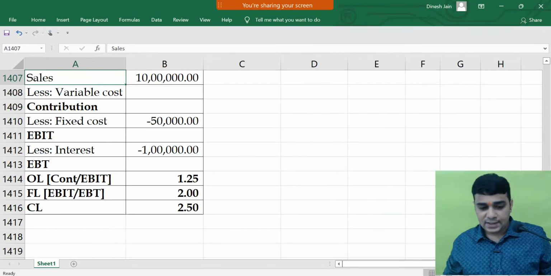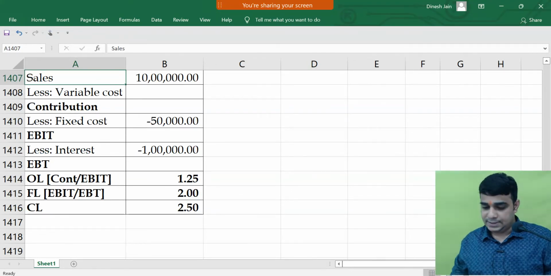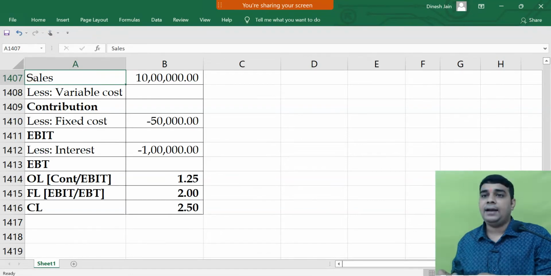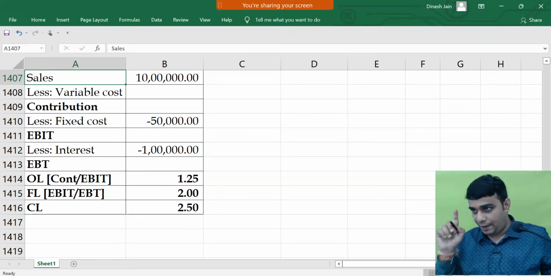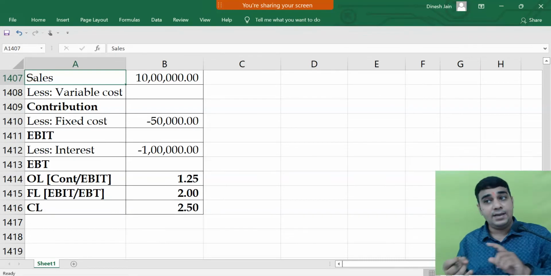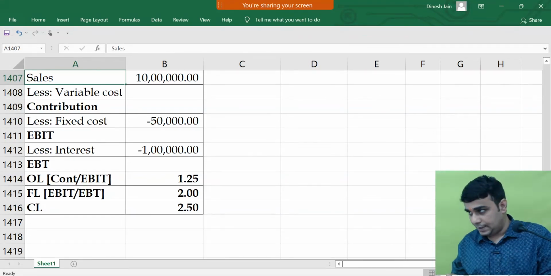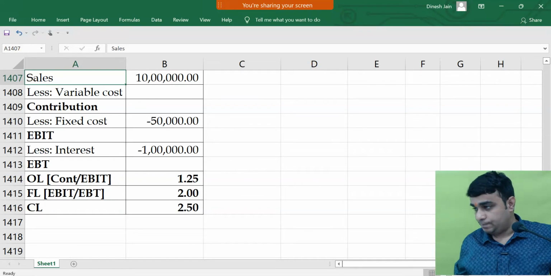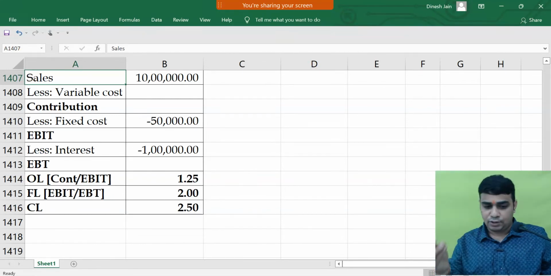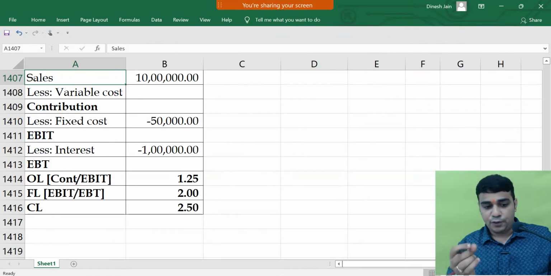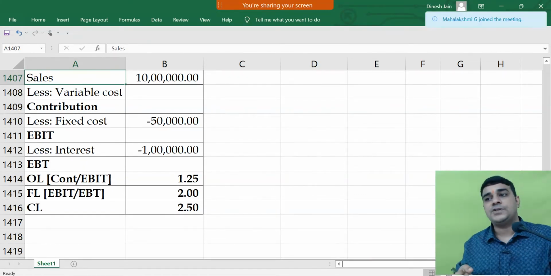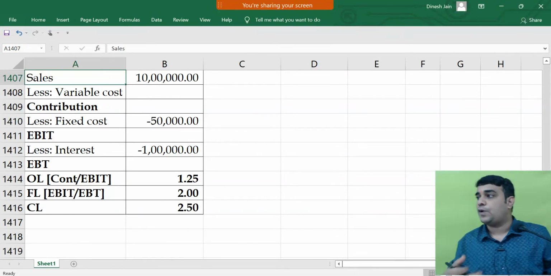Now, OL is contribution by EBIT. If you have the operating leverage and you have either contribution or EBIT, or the item which is in between, you can calculate all three. Contribution, fixed cost, EBIT, everything can get calculated, assuming you have one of them. If you have one of these three items, it is possible for you to calculate the balance.